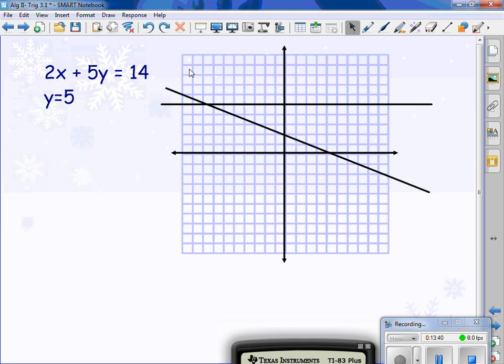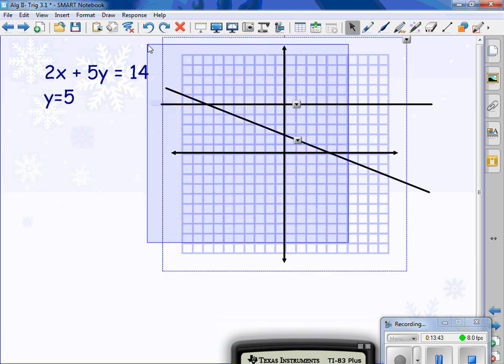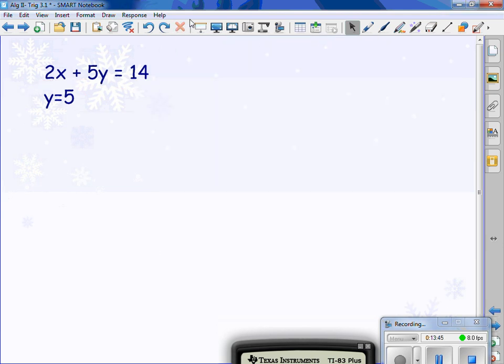Now, I'm going to show you a different way. I don't want to always have to graph by hand. I'm going to use a different method. This lesson was graphing and substitution. I'm going to show you substitution. What does it mean to substitute? Put something into something else, right? If you notice right off the bat, y equals 5. So I'm going to substitute this y equals 5 into this problem.